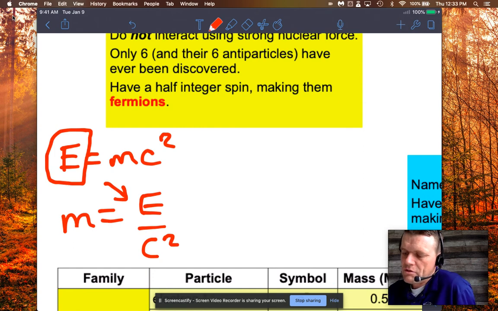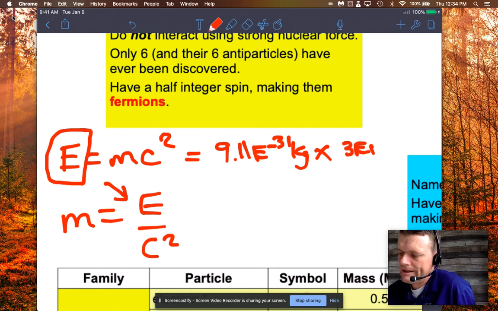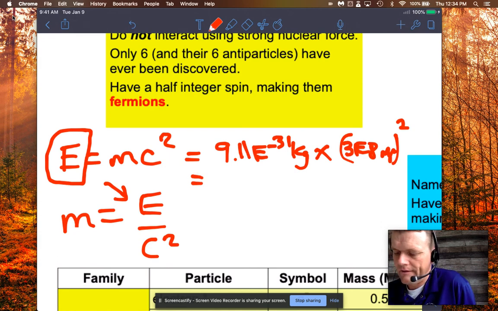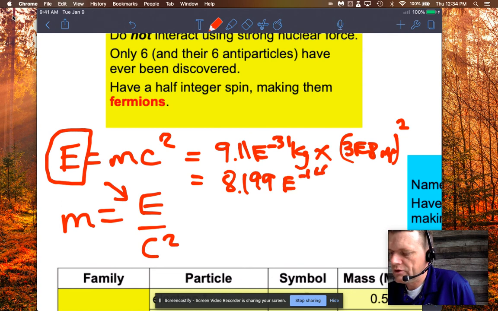So let's just do it for the electron. We're going to take the mass of the electron, 9.11 times 10 to the negative 31 kilograms, times that by the speed of light squared. We're effectively pretending that we're annihilating an electron, if you will. What is the equivalent in energy for an electron using the speed of light squared, or using Einstein's equation? So this comes to 8.199 times 10 to the negative 14 joules.